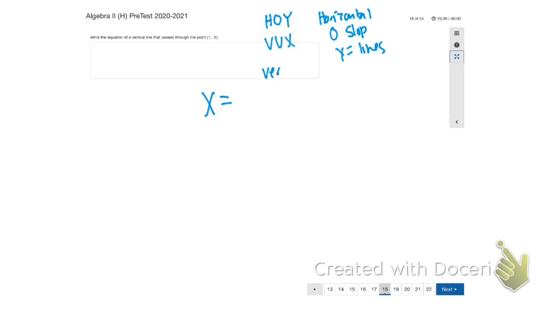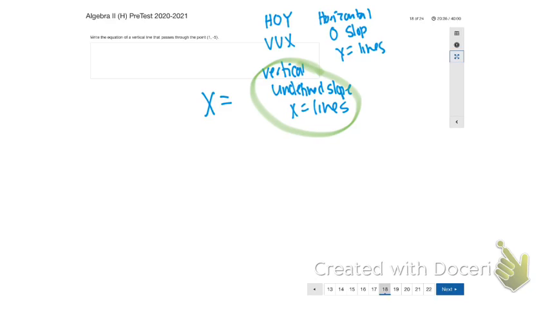VUX stands for vertical, undefined slope, and x equals lines. So this line here, since it wants the vertical line, it would be an x equals line. So it's x equals, and what x actually equals there is 1.